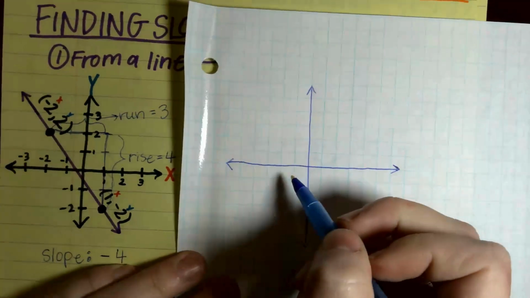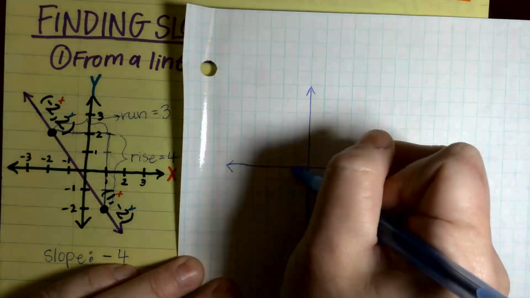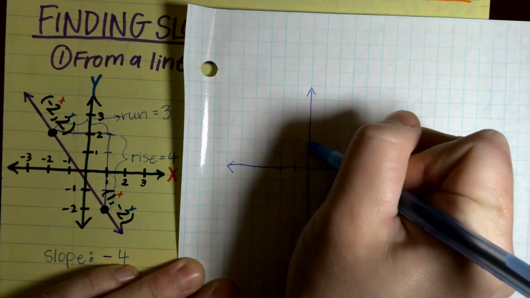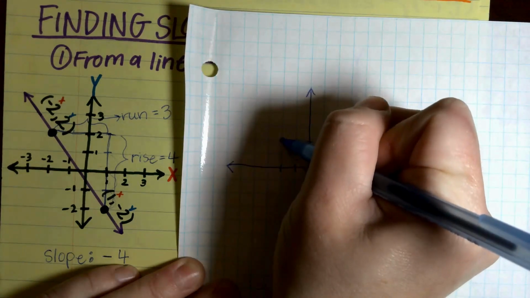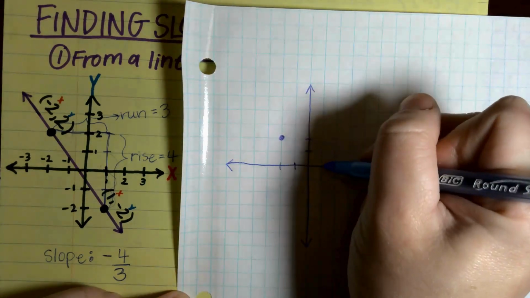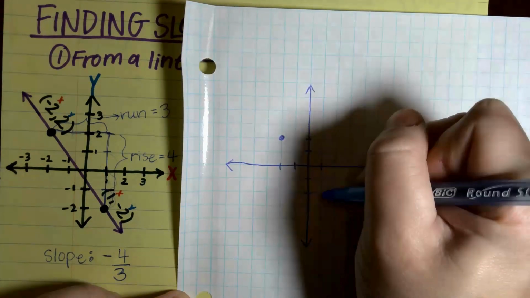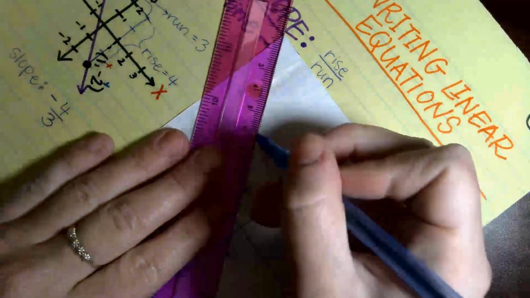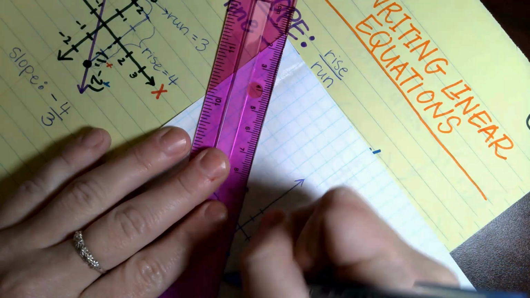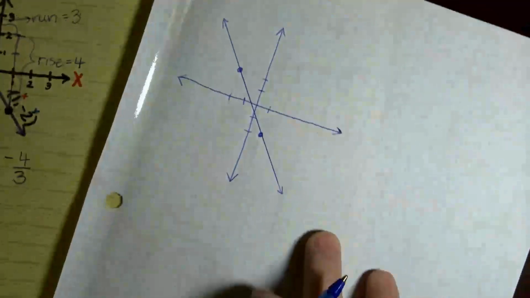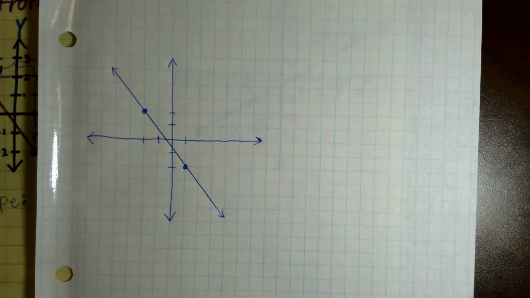So my first point was -2, up 2. Okay, so there's my first point. And then my second point was over 1, down 2. So 1, 1, 2. Here we go. All right, now I'm going to draw this line. Let's do it from here. I think this will be a little bit easier to understand. Okay. So now that I have it all written out, let's do that whole process over again.